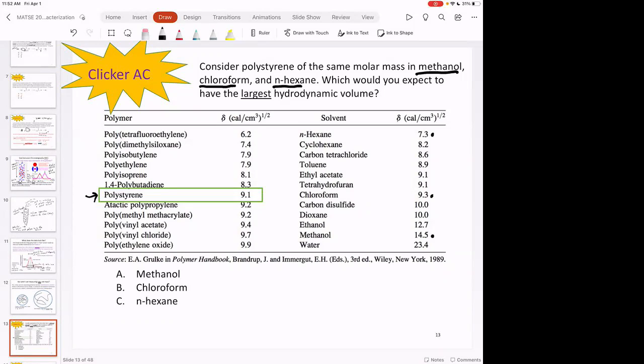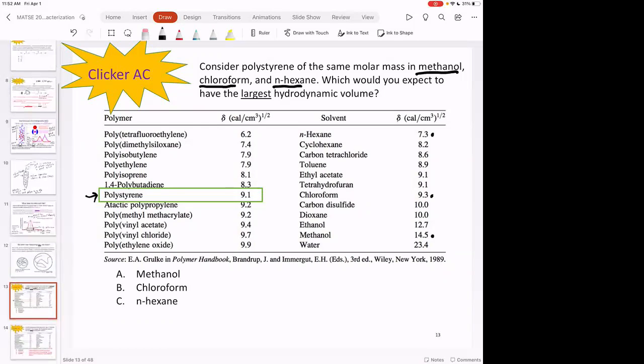All right, that's looking pretty good. Oh, perfect. So what's the concept? If we're looking at solubility parameter, what's the concept that we're looking for? Good solubility, and things that have very similar solubility parameters are likely more soluble in each other.